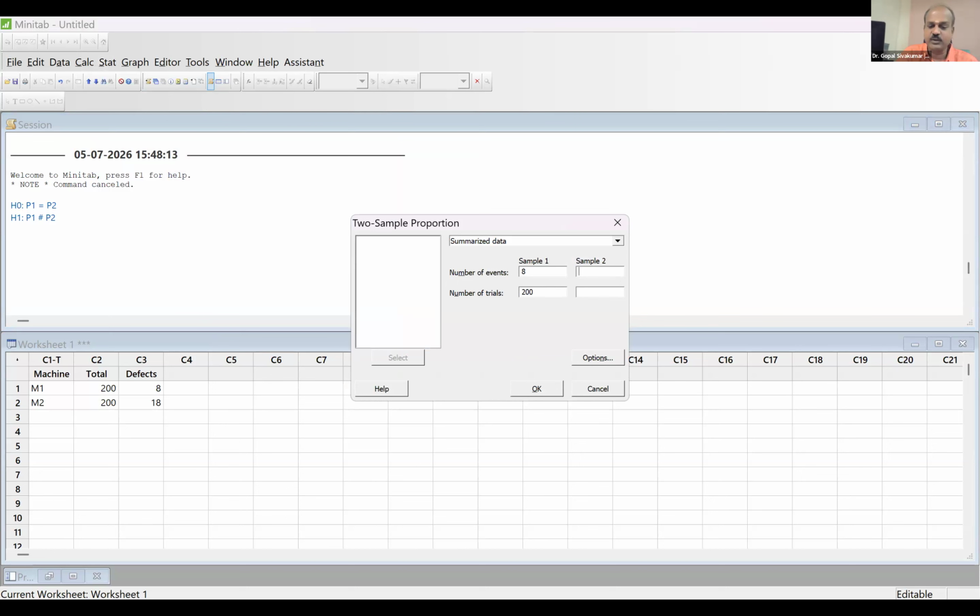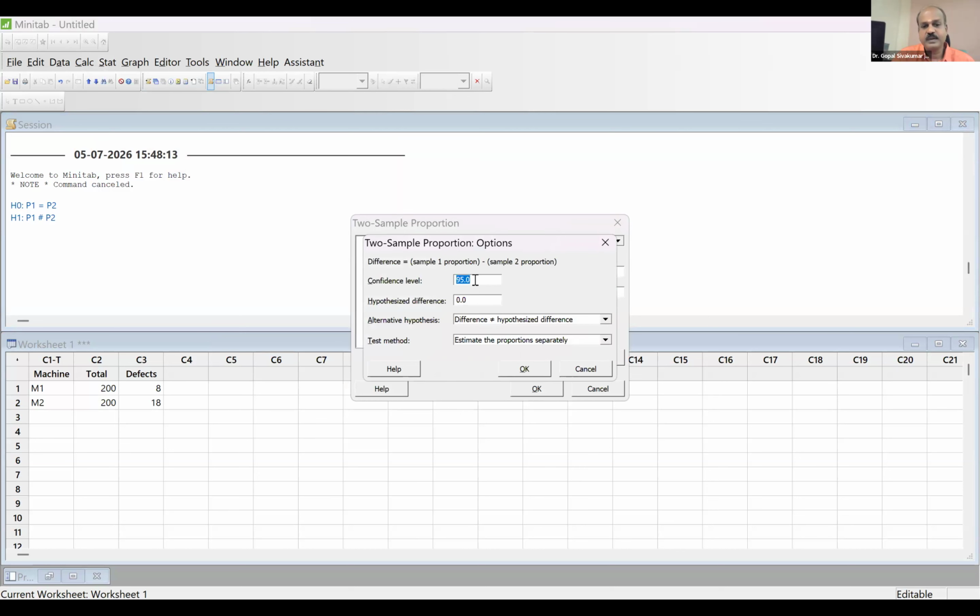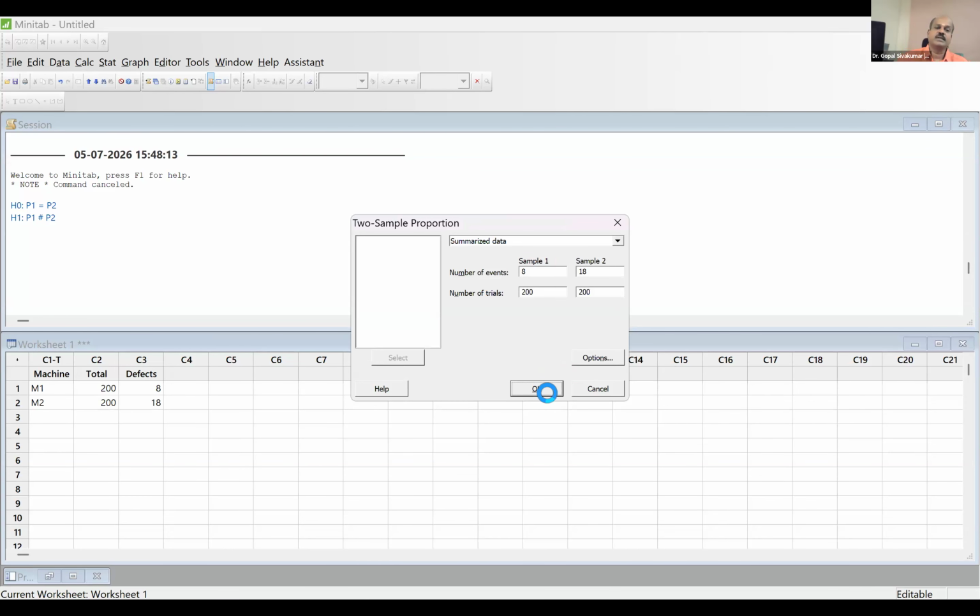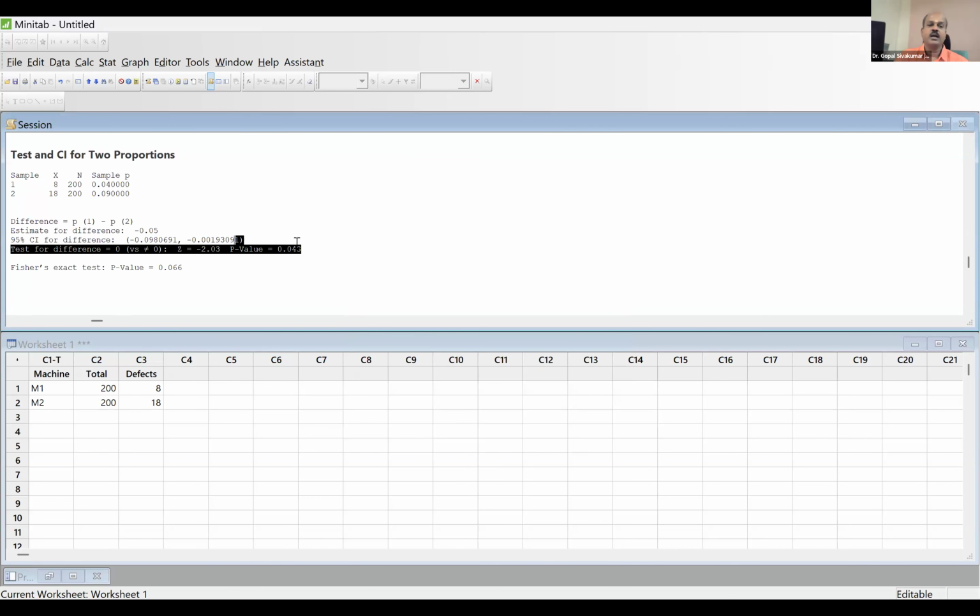Sample 2 is machine 2. That is 18 out of 200. Options: 95% confidence level. Null hypothesis, 0 difference. Alternate hypothesis, not equal to. And I want to use the pooled proportion method. Use the pooled estimate of the proportion. Okay, the job is done. Look at the p-value. Tell me how much is the p-value? Less than 0.05. So reject the null, which means the proportion of defects is different across the two machines. This is a case of two proportion test.